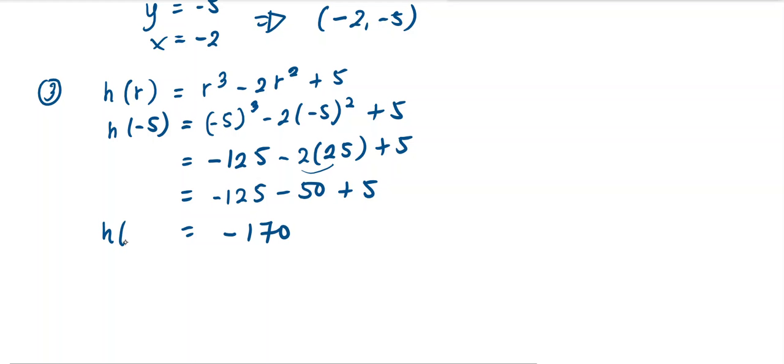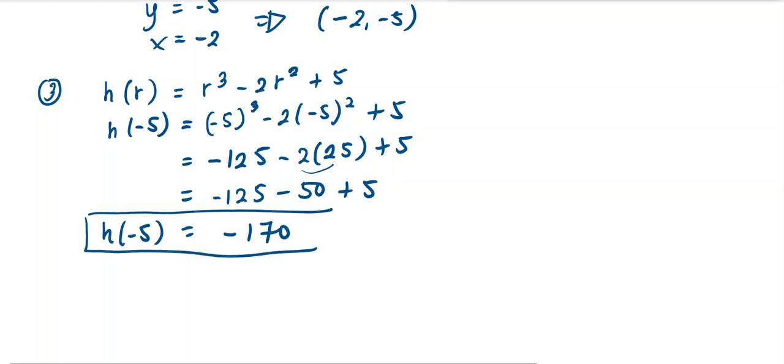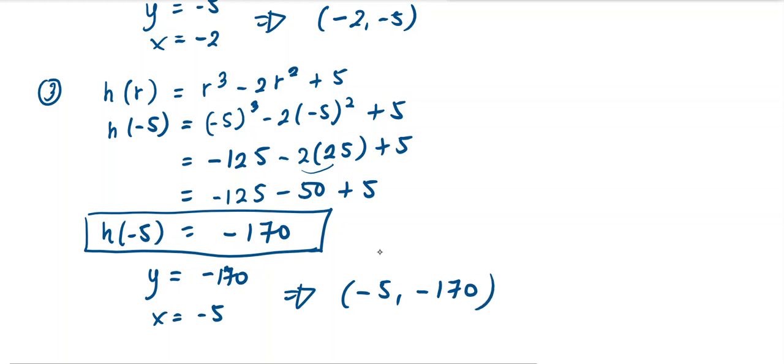So h of -5 is equal to -170, and we can say that y is equal to -170 when x is negative 5. So that corresponds to the ordered pair negative 5 and negative 170, because your x is the negative 5 and your y is the negative 170.